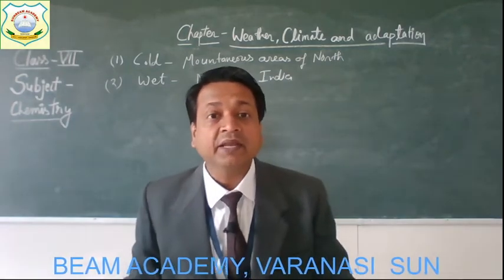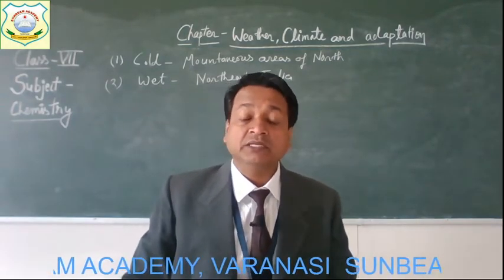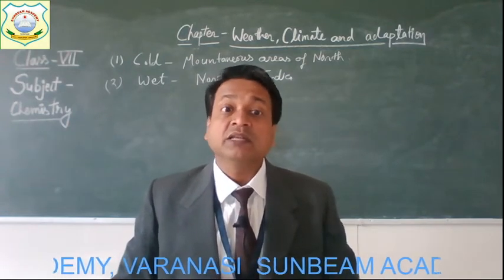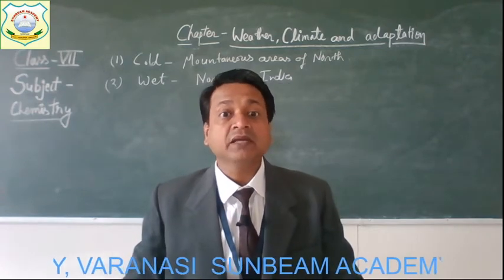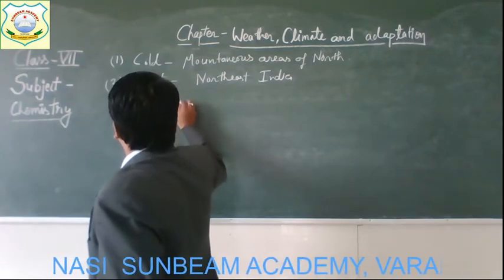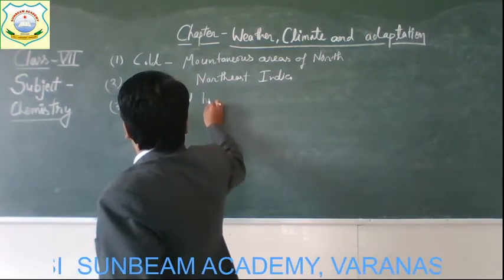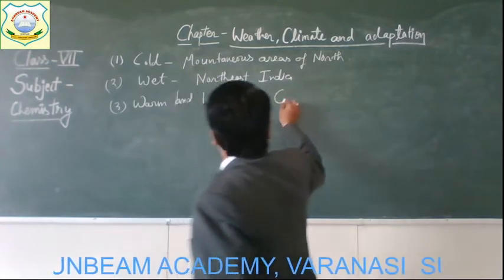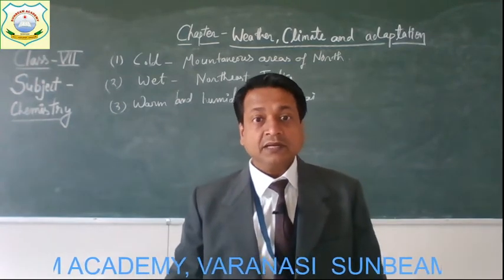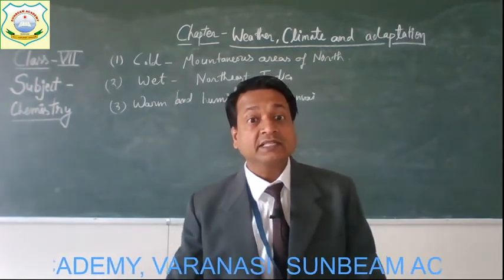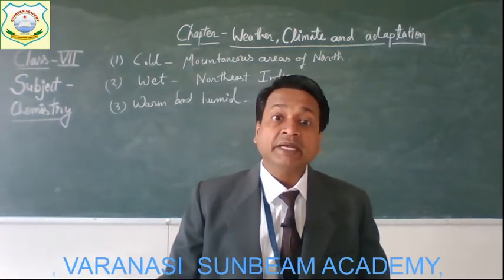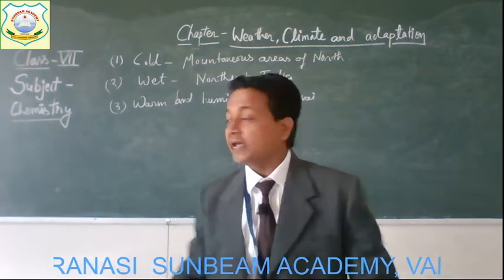Now, the third example is that it is warm and humid throughout the year in Chennai. Therefore, the climate in Chennai is warm and humid. Get it, children? And now, the next example is the climate in Kerala. It is hot and wet.